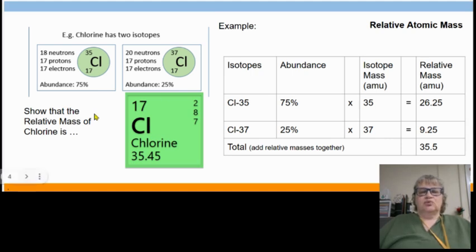Remember, the first thing that you do is find the percentages, right? They're usually going to be given to you. Then you're going to take the mass number, right? The isotope mass, multiply it by the abundance. Okay, that's this, to get the relative mass of that isotope. Once you have all of the isotopes done, then you're going to add the relative masses together to get your final atomic relative mass.